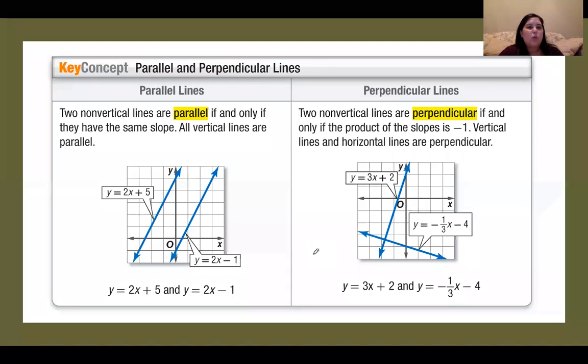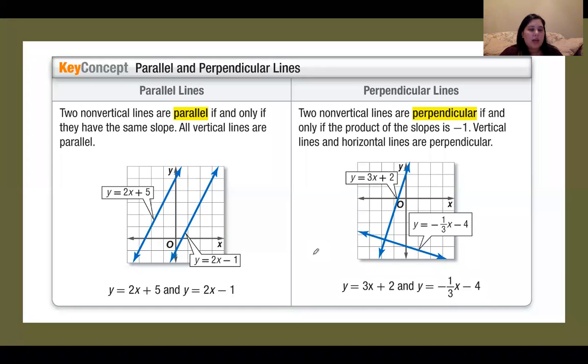All right, so one of the things we look at when we have our slope is parallel and perpendicular lines. Two non-vertical lines are parallel if and only if they have the same slope. All vertical lines are parallel. When they say vertical lines, they mean an equation like x equals 5 or x equals 3. Those are vertical lines, so they will be parallel to each other. Granted, their slope is undefined because you can't divide by zero.